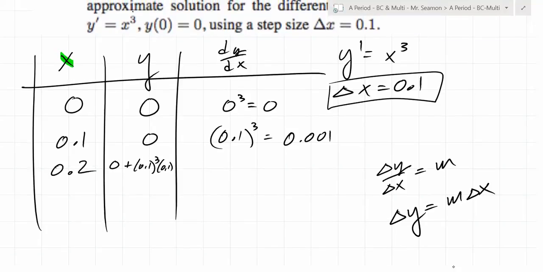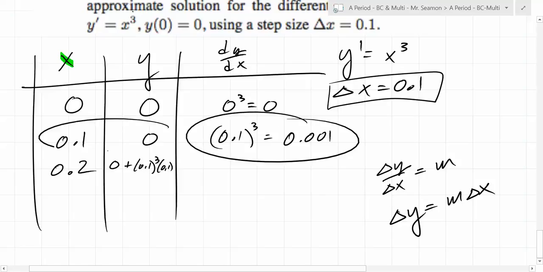Why isn't it 0.2 cubed? Because we already found this right here. That's a very good question. This right here is the slope at this point, right? To find out where we are now, we need the slope at the prior point. Do you understand what I'm saying?